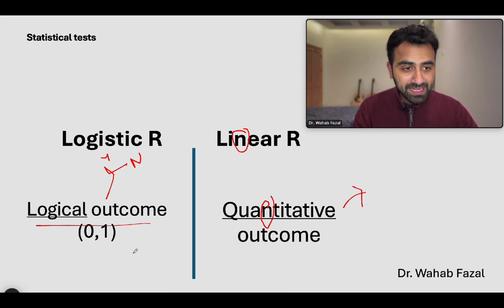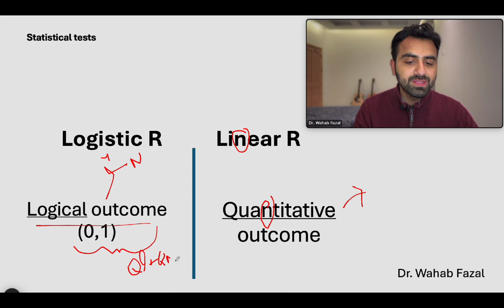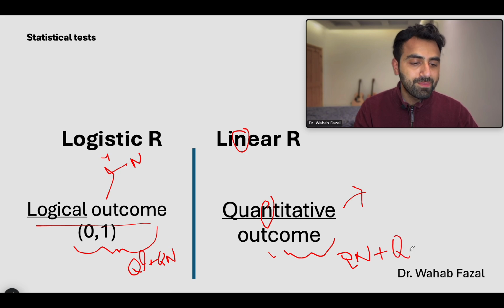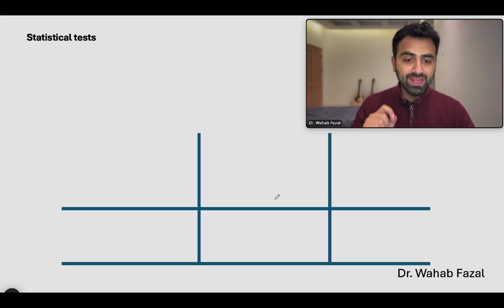But what's the similarity between the two? Both of them can have multiple qualitative and quantitative independent variables. You can study all of the different factors. Both of them have quantitative plus qualitative variables as input or exposure.